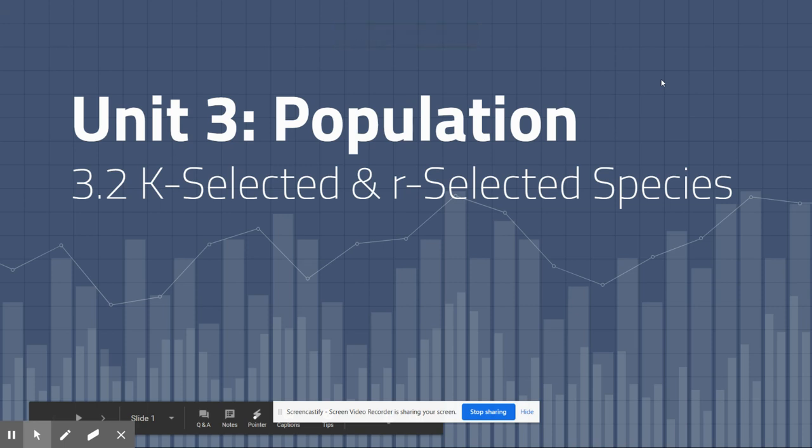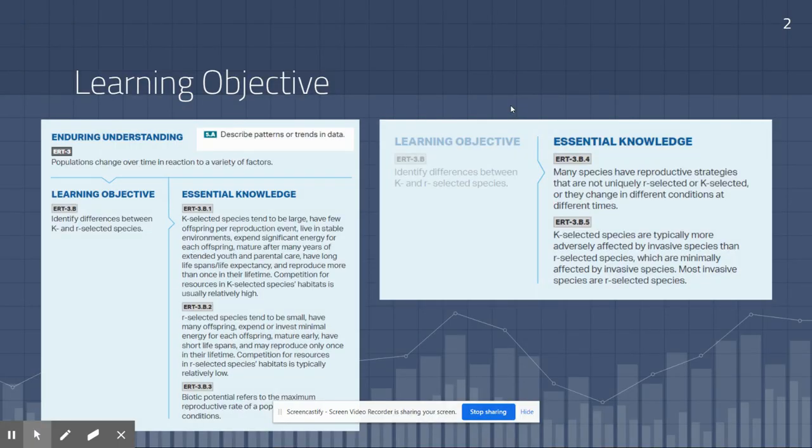Guys, this is Miss Brass, and now we are talking about Unit 3, Populations, topic 3.2, K-selected and R-selected species. So our learning objective for class today is to identify differences between K and R-selected species. We want to understand that populations change over time in reaction to a variety of different factors. Both K and R-selected species can respond to changes in different ways. And so we're going to be looking at some of the major characteristics of these two different types of species.